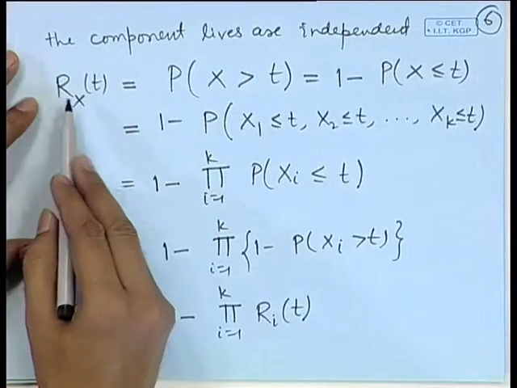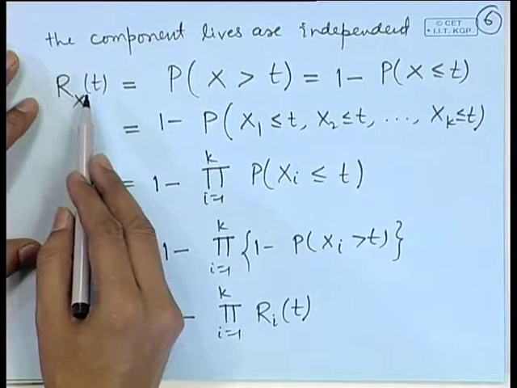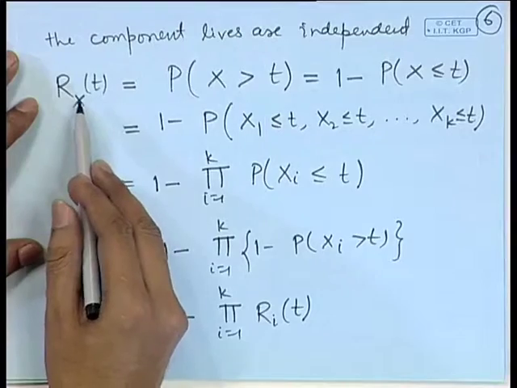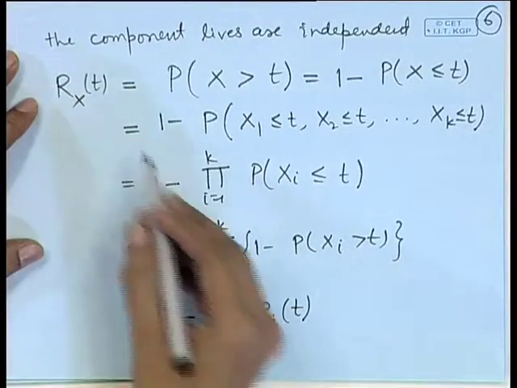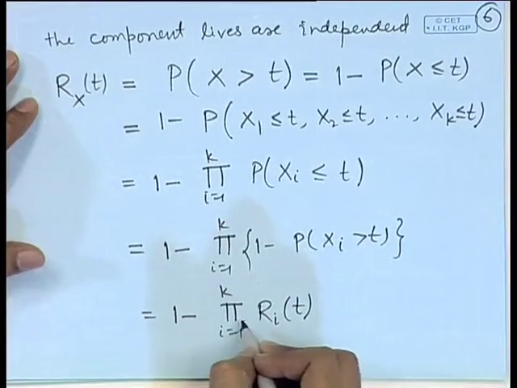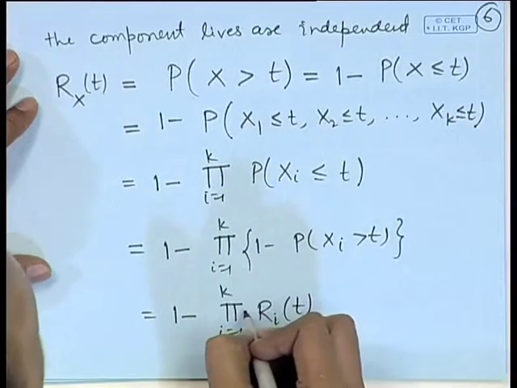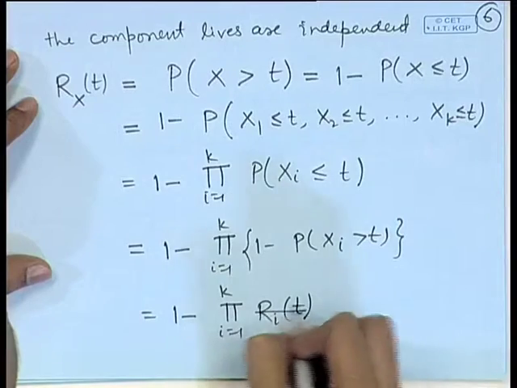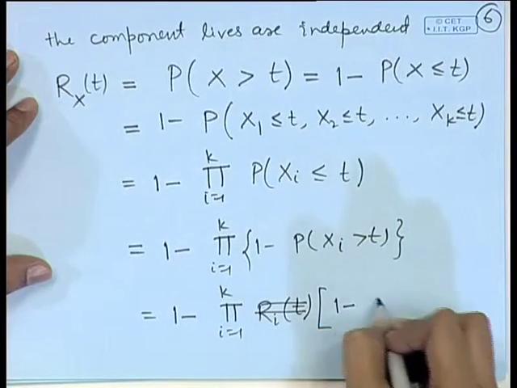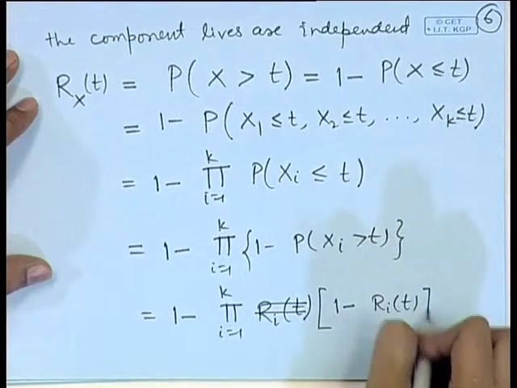Therefore, the reliability of a system consisting of parallel components is expressed as R x t equal to 1 minus the product of 1 minus R i t. Sorry, the earlier expression was wrong; it is 1 minus the product of 1 minus R i t.